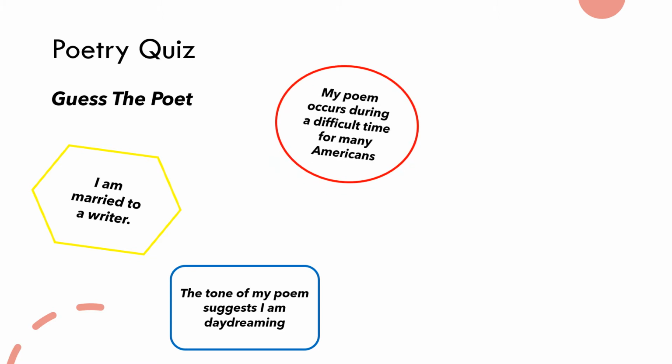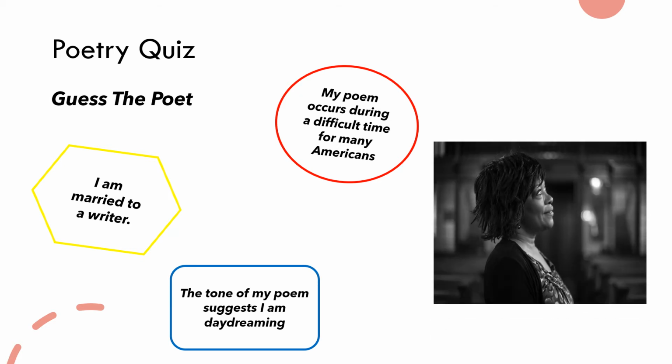My poem occurs during a difficult time for many Americans. So the poet is American and he's speaking about a difficult time within America. Again, if you'd like to pause the video, please feel free to do so. I'm now going to reveal who the poet is. Hopefully you would have been able to figure it out. It's of course Rita Dove.